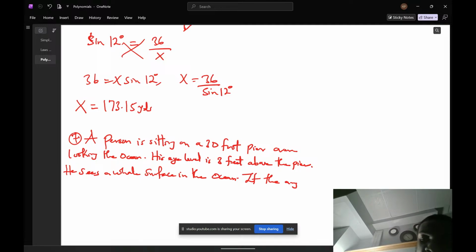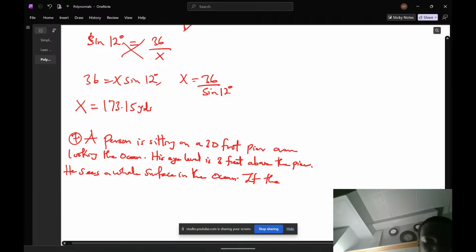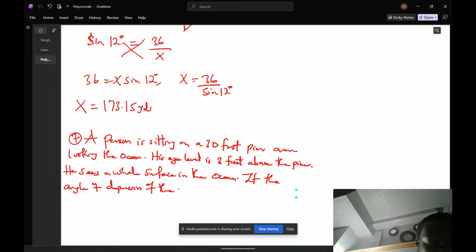So if the angle of depression of the whale is 20 degrees, how far is the whale from his eyes?